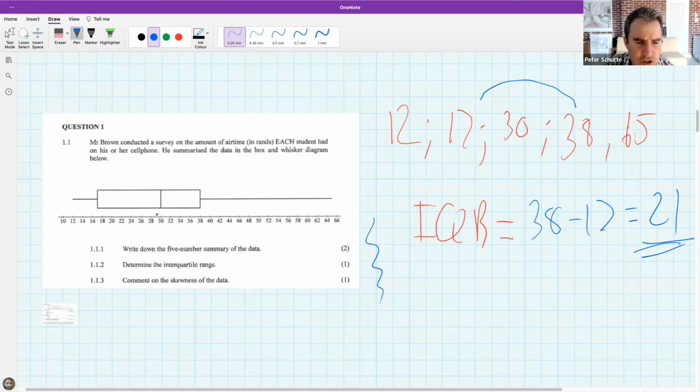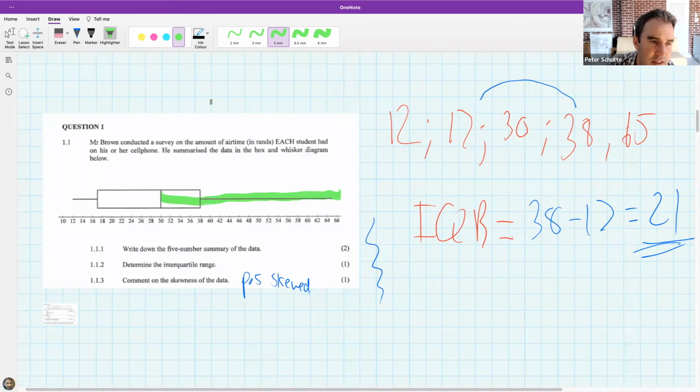Is this data skewed and how is it skewed? I think it's positively skewed. I agree with you. It is skewed to the right or positively skewed. And the reason I can see that is the top 50% of the data is way more spread out than the bottom 50%. Okay. Awesome. You did really well, Lusanda.